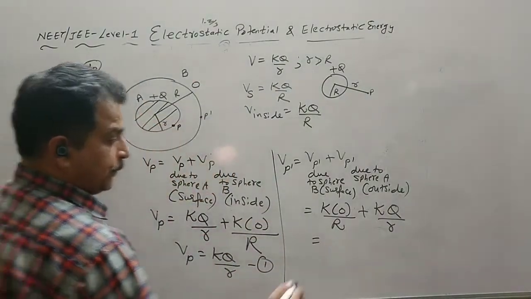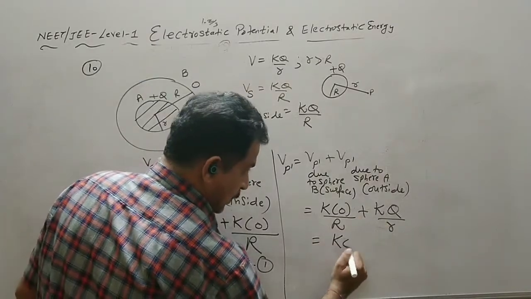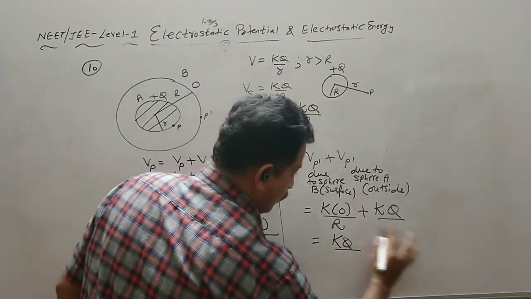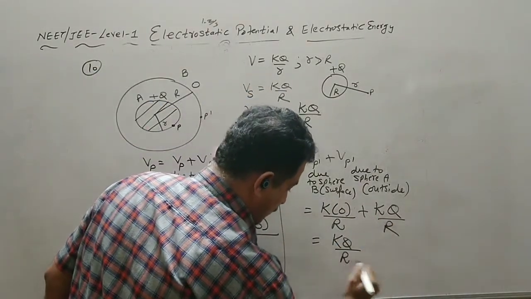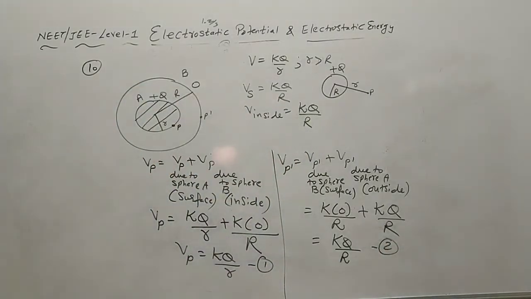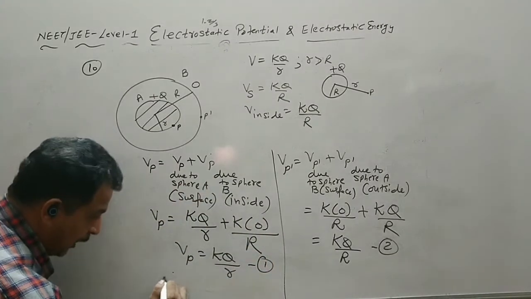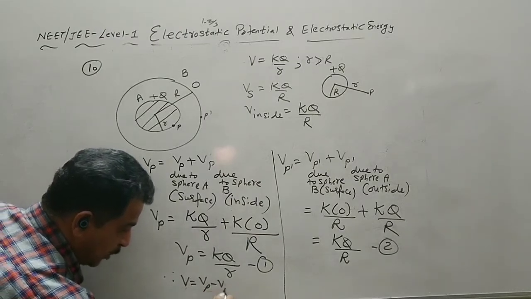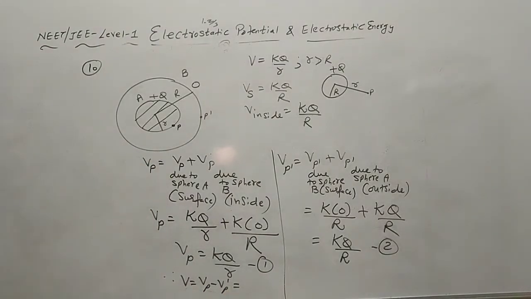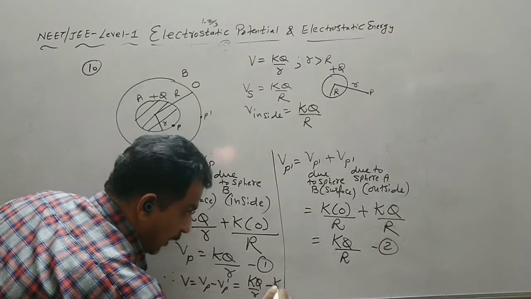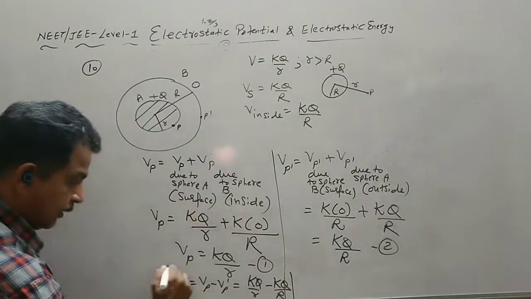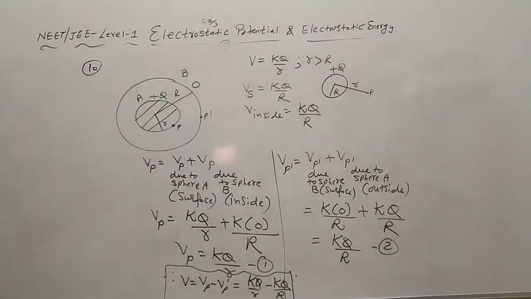So it comes out to be, sorry, here it will be K source and distance will be capital R. So this is our equation number 2. So one is KQ by small r and another is KQ by capital R. Now therefore V is equal to Vp minus Vp dash. V is the potential difference between point P and P dash. So it becomes KQ by r minus KQ by capital R. This is what is given to us.